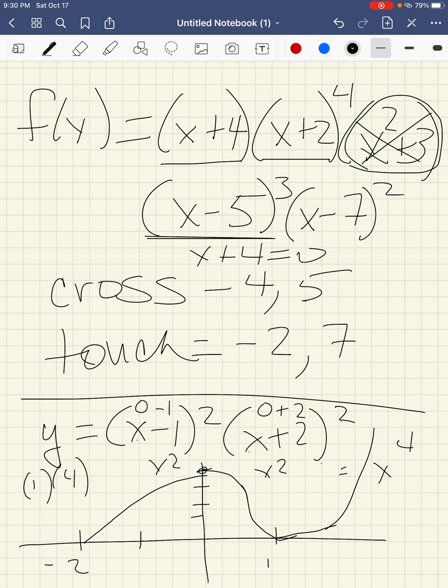But what's it going to do at -2? That's another even power, so it's just going to touch and go back up. And if x is a really, really big negative number raised to the fourth power, it's going to be a really, really big positive number, isn't it? So, which one of those graphs looks like that? Okay, it's not A, because it's going the wrong direction on the right. Same reason it can't be B.